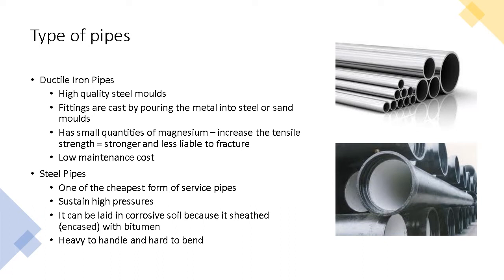And for the steel pipe, it is one of the cheapest form of service pipes. It can sustain high pressure. It can be laid in corrosive soil because it sheathed with bitumen. Salutan bitumen yang protect the surface of the pipe. Heavy to handle and hard to bend.